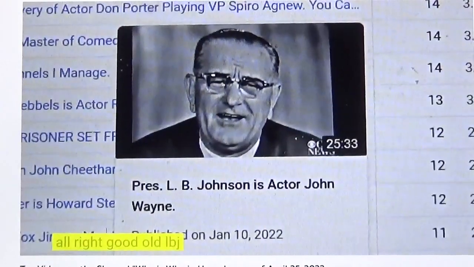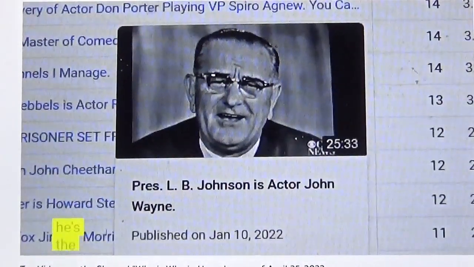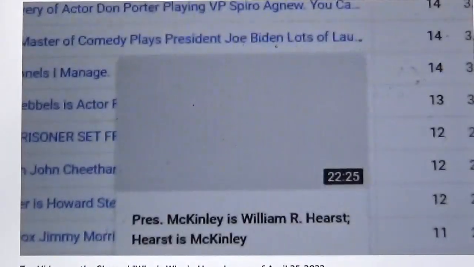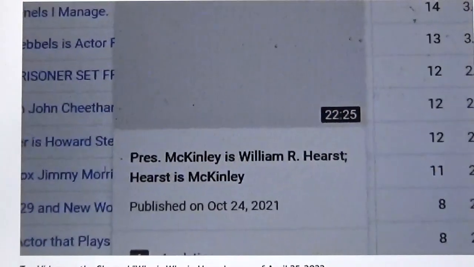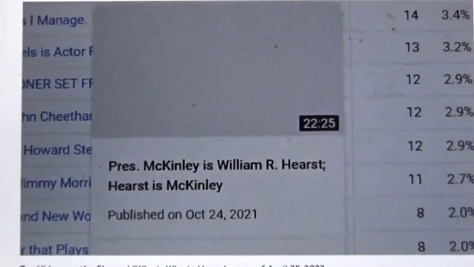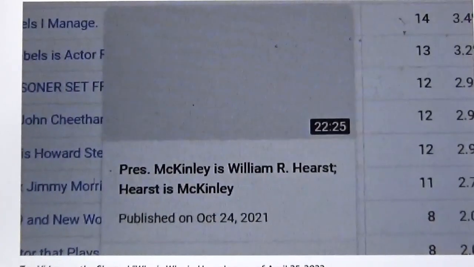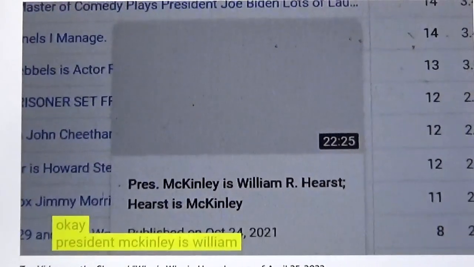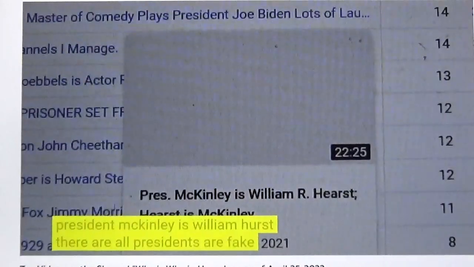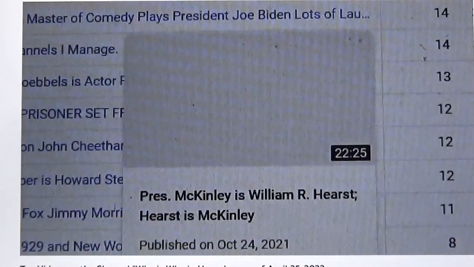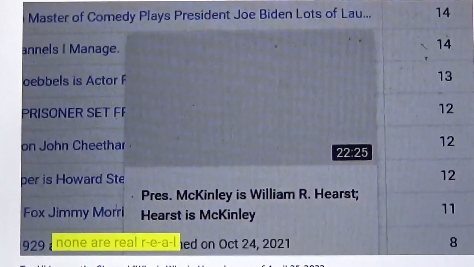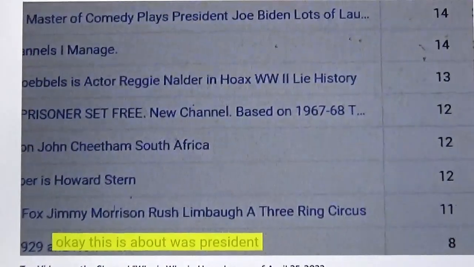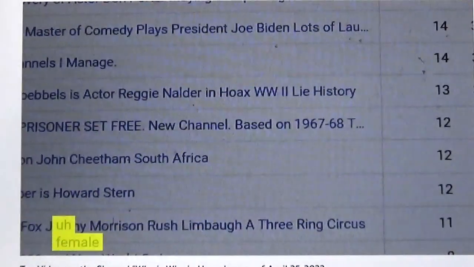All right, good old LBJ is the Duke, John Wayne. Okay, President McKinley is William Hearst. All presidents are fake, all A-L-L. None are real, R-E-A-L. Okay, this is about, was President Reagan born female?